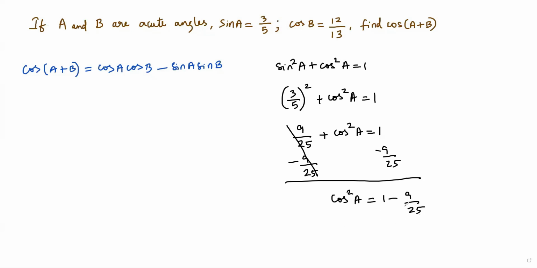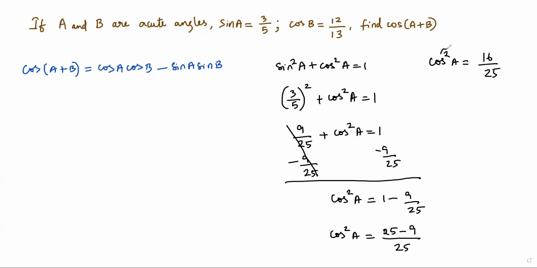Okay, to simplify this one, I need to multiply this integer 1 by this denominator. That is, whenever I add or subtract an integer and a fraction, I need to multiply the integer part by the denominator of the fraction. Once I'm done with the multiplication, I have to take this 25 as a common denominator. So 1 times 25 is 25. So cosine square A equals 25 minus 9, and we take this 25 as a common denominator. So cosine square A equals 25 minus 9, which is 16 over 25. So now we have simplified this one.